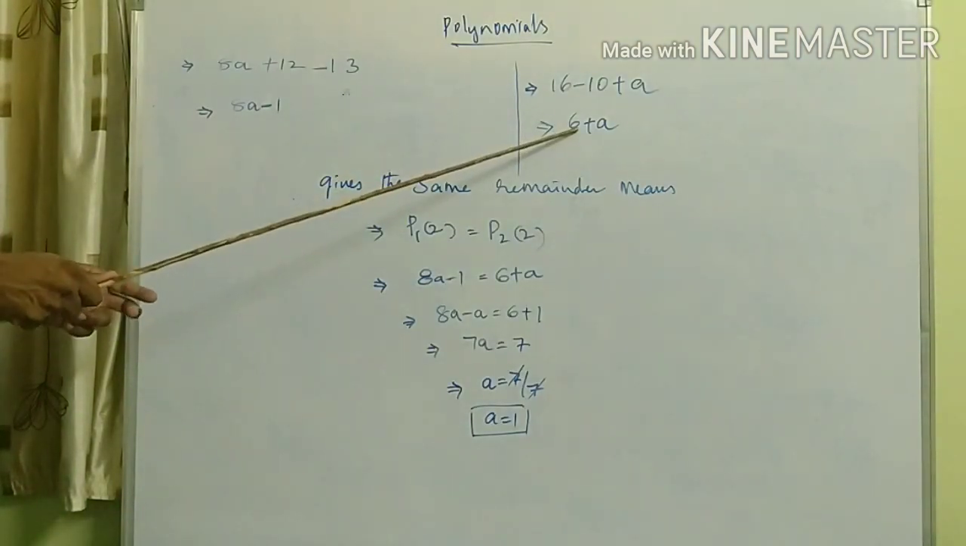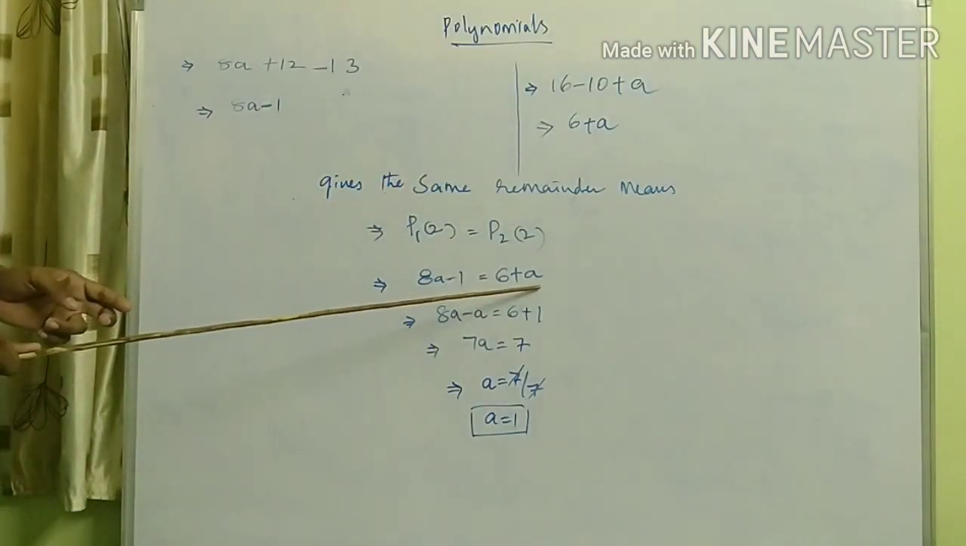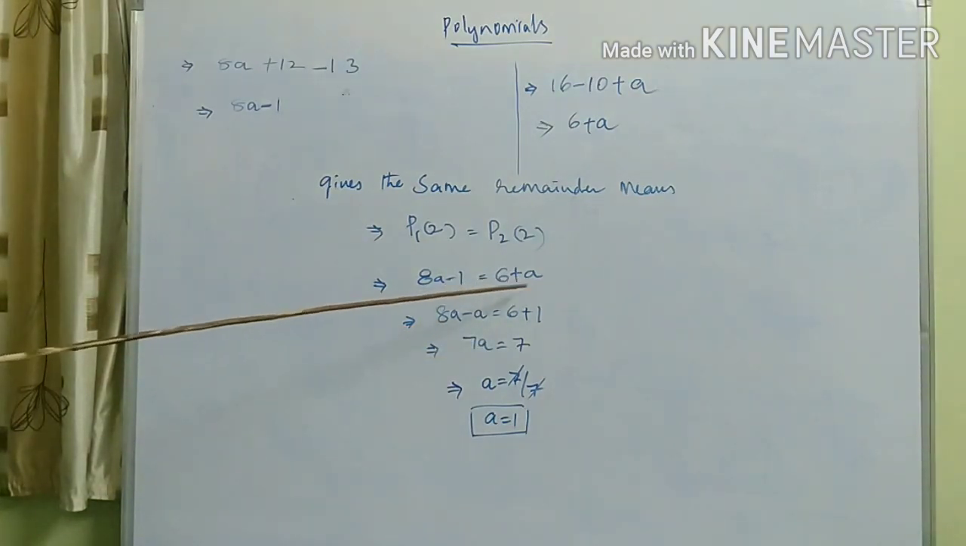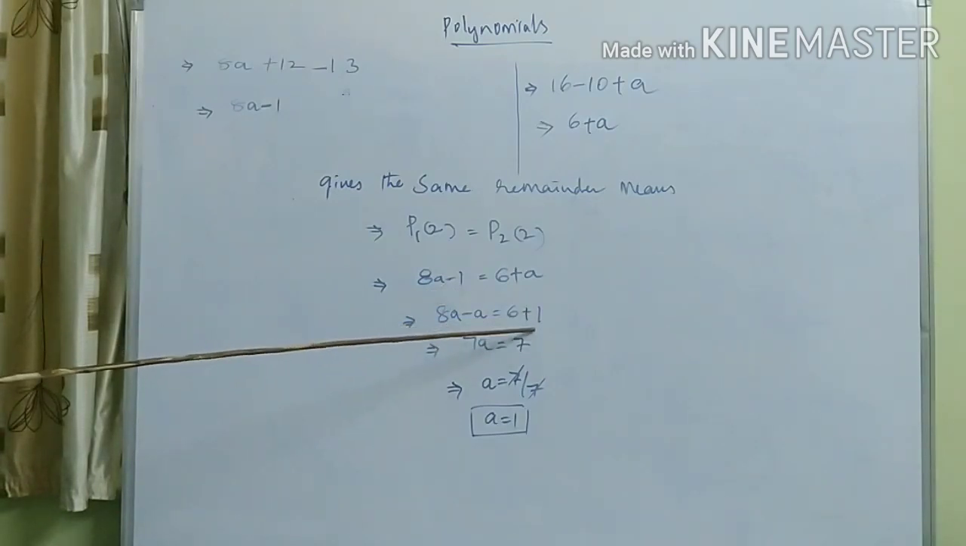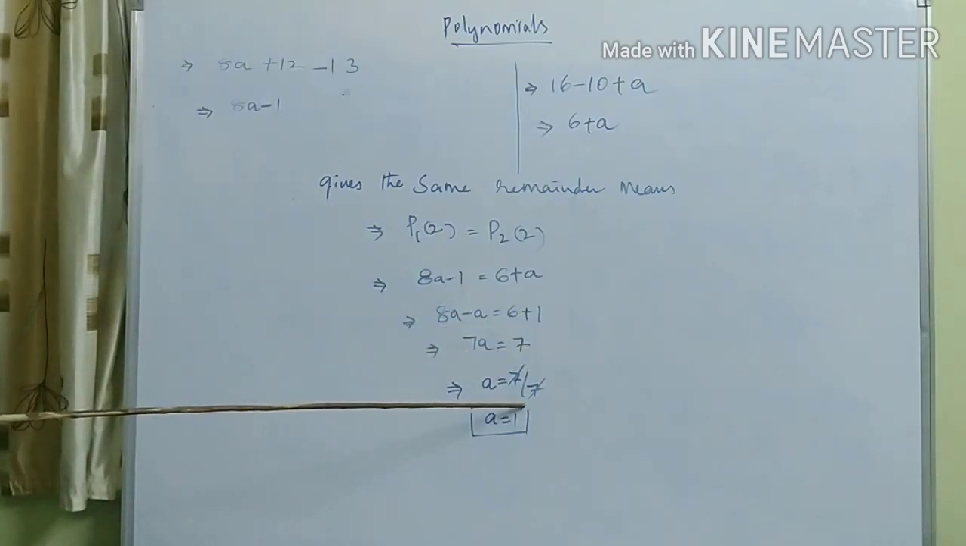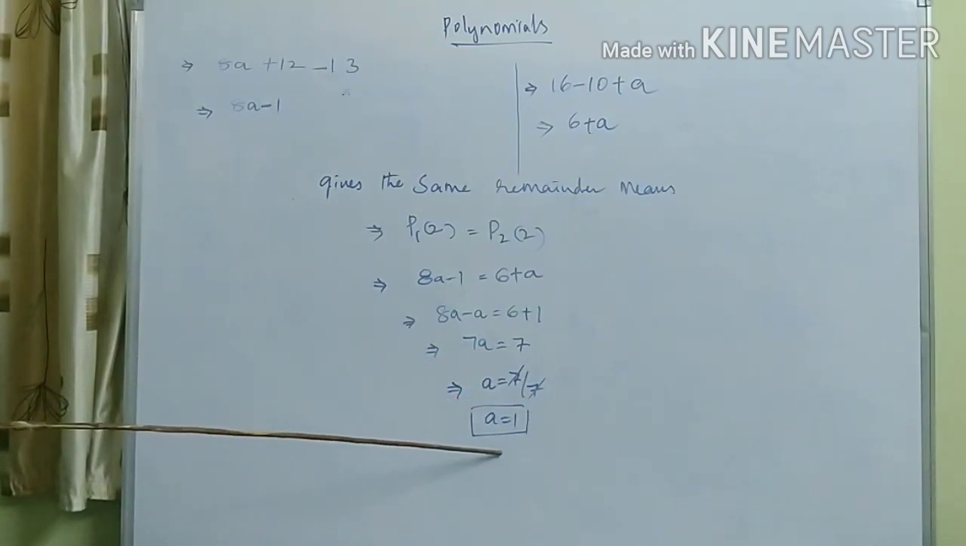P2 of 2 is equals to 6 plus a, that is equals to 8a plus a transposes to minus a. Minus 1 transposes to plus 1. Here 8a minus a is equals to 7a. 6 plus 1 is equals to 7. Into a transposes to divided by a is equals to 7 by 7, that is equals to a is equals to, finally the answer is 1.